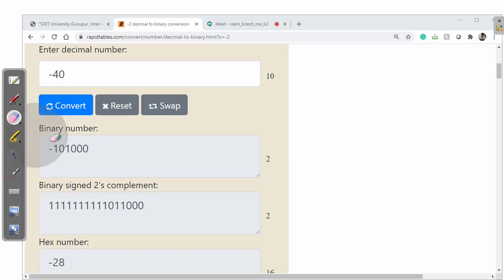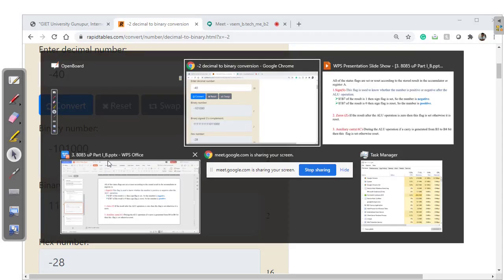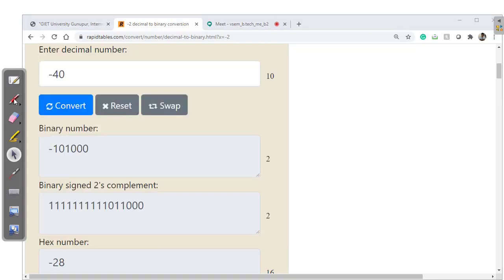Okay, fine. Now let's move to the next flag. Can anyone confirm what the next flag was? In the flag register, the seventh bit we had was the sign flag. Now what was present here? Can anyone tell me?